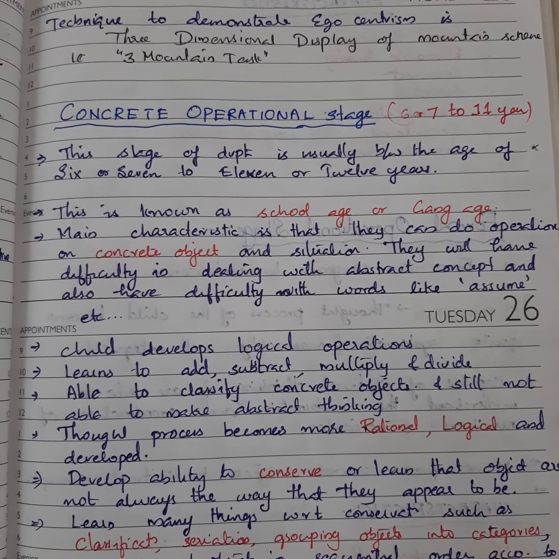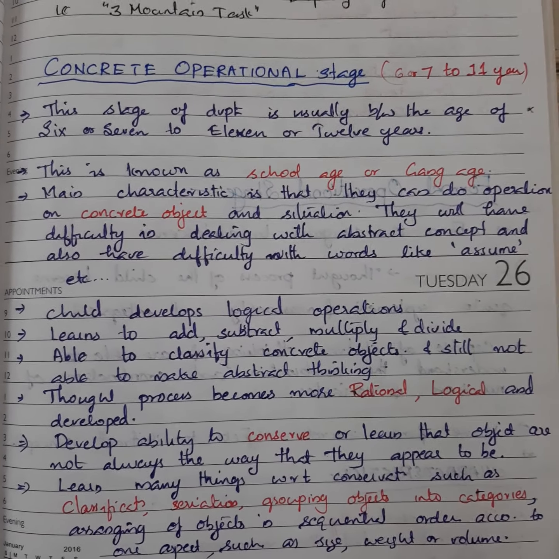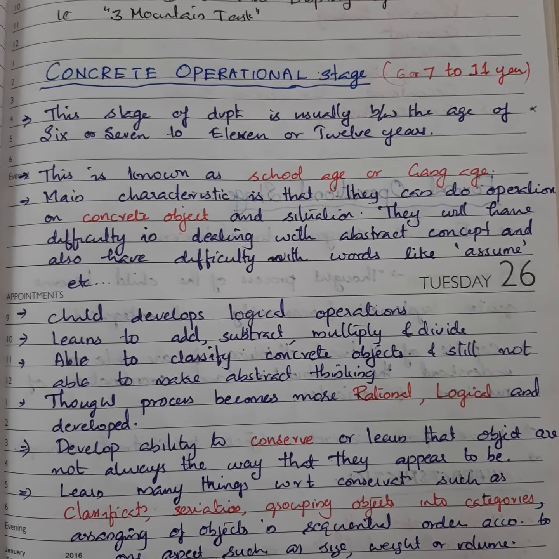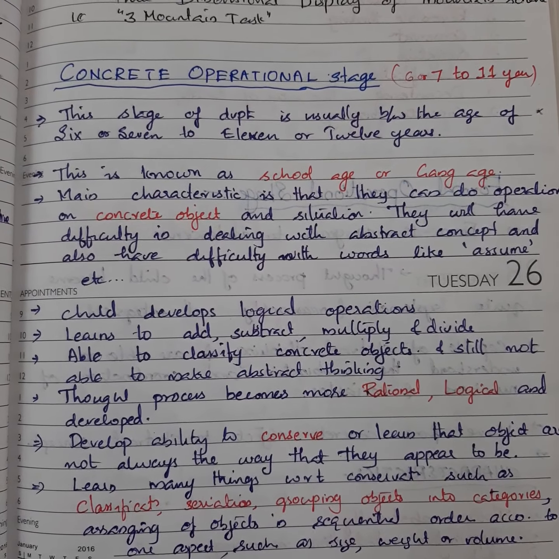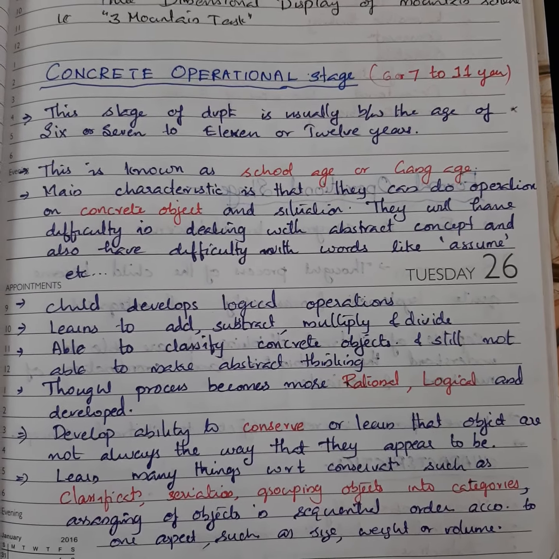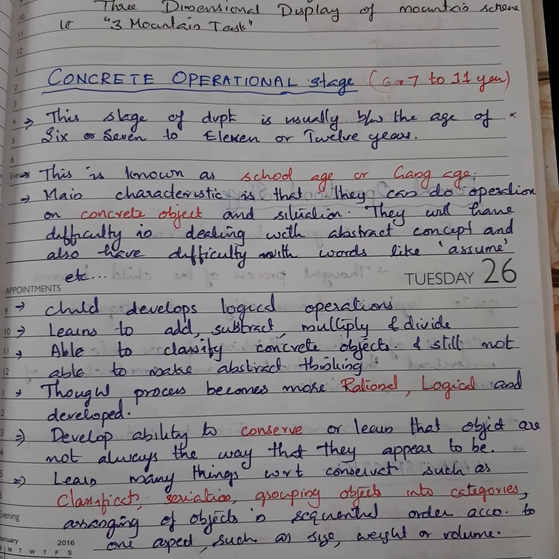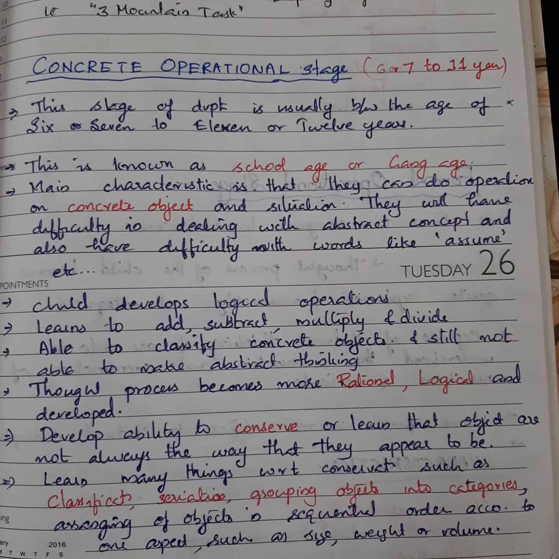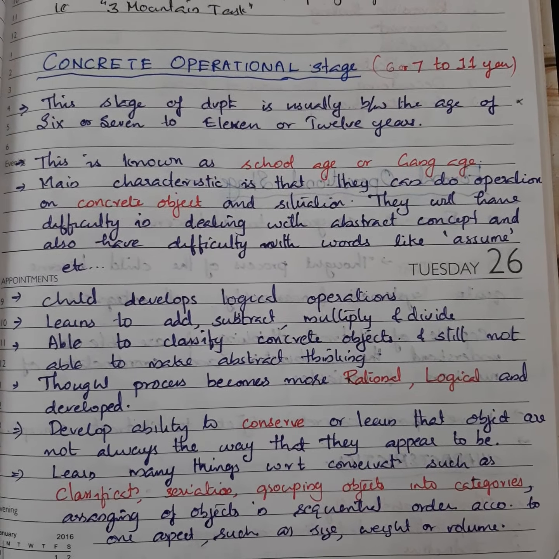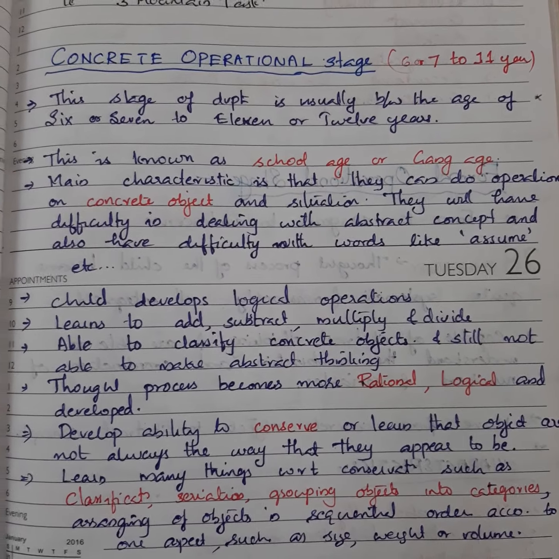In this stage, the child develops logical operations. Here, the child learns to add, subtract, multiply and divide. Children can classify concrete objects and are still not able to think abstractly. The thought process becomes more rational, logical and developed. They develop the ability to conserve, or learn that objects are not always the way that they appear to be.